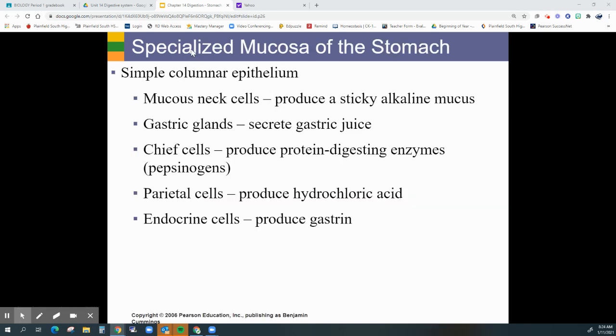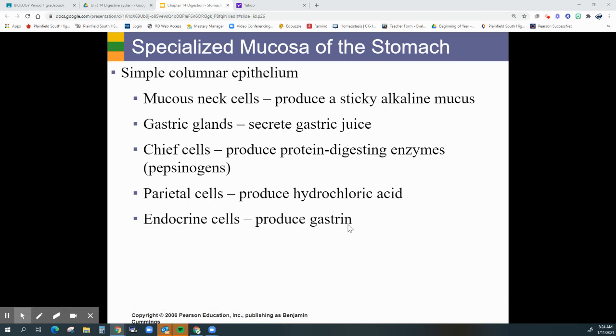For the most part, the cells inside of the stomach are simple columnar epithelial. We've got mucus neck cells. They produce a huge amount of sticky alkaline mucus to help buffer those cells against the harshness of the gastric juices. We have gastric glands that secrete hydrochloric acid, our stomach acid. Chief cells produce protein-digesting enzymes called pepsinogens. We have parietal cells, which produce specifically the hydrochloric acid. And then we have endocrine cells, which produce gastrin.